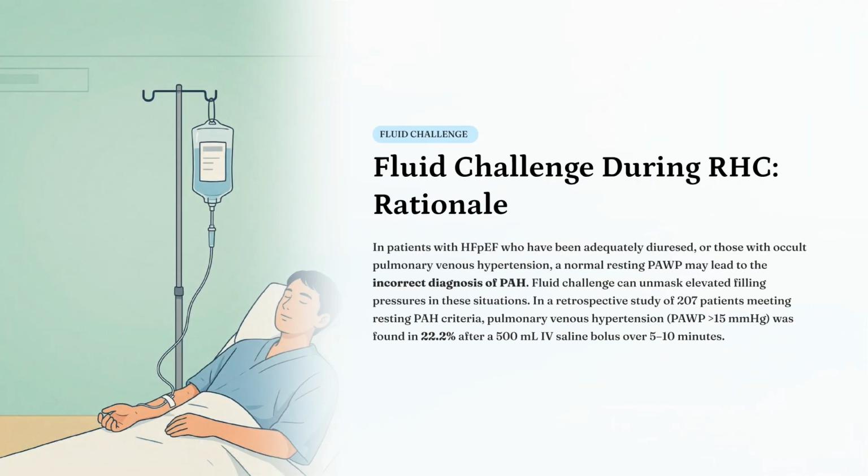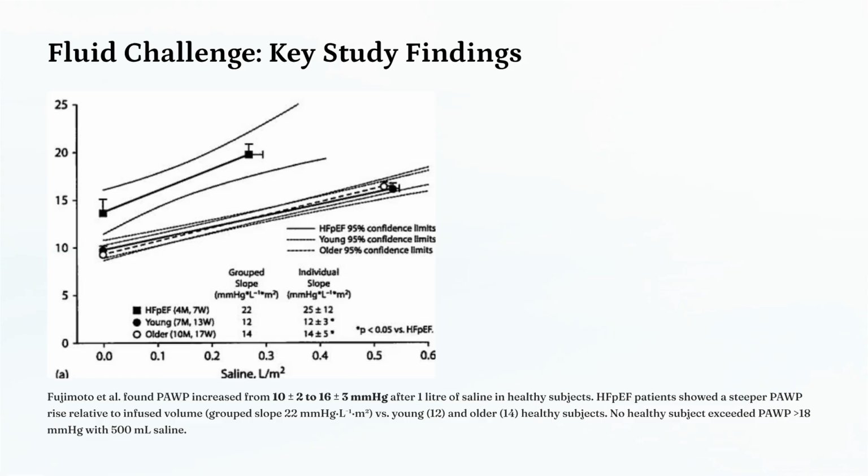A fluid challenge can be a useful diagnostic tool during RHC. It helps avoid the incorrect diagnosis of PAH in patients with heart failure who have been heavily diuresed by unmasking elevated filling pressures that might otherwise be hidden. Studies, such as those by Fujimoto, show that healthy subjects maintain relatively stable pulmonary artery wedge pressures during fluid administration. In contrast, patients with heart failure with preserved ejection fraction often demonstrate a steeper rise in pressure.